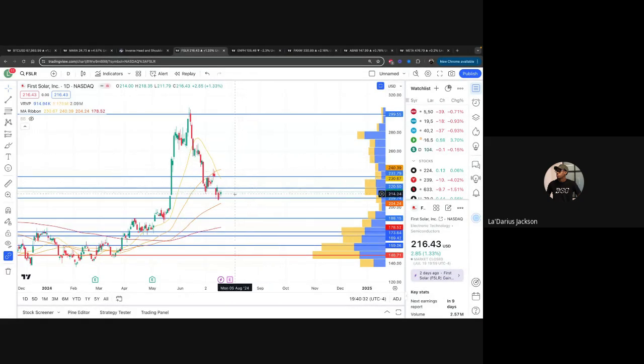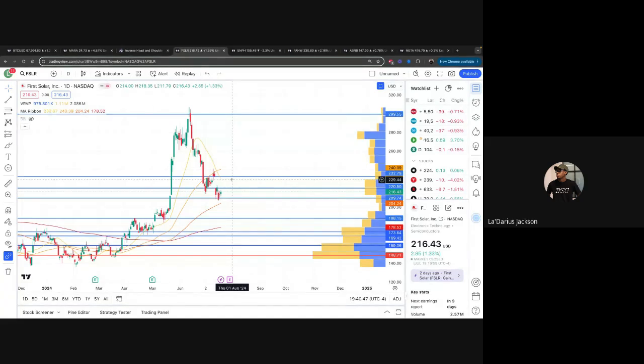I want to see what happens and what they have to say. If they have great things to say, I think the stock could bounce back up to about 230 from 216. We could see about 230, 240 before pulling back.